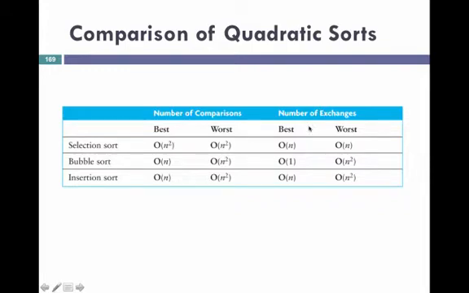In terms of number of exchanges, bubble sort is best case when the arrays are nearly sorted or are in sorted order. The other two are order n algorithms in the best case. And in the worst case, bubble sort and insertion sort are order n squared, while selection sort is order n.